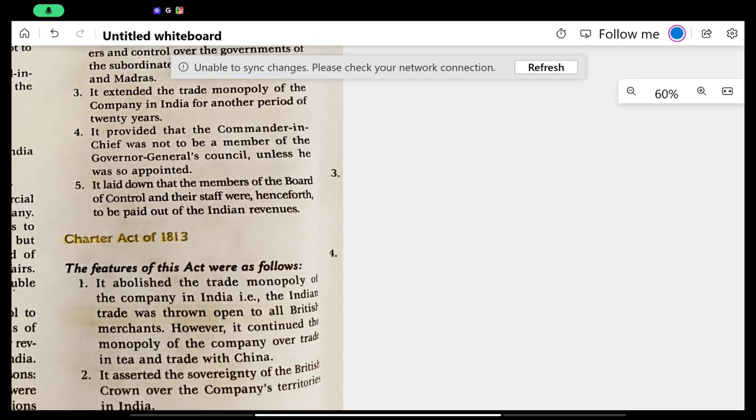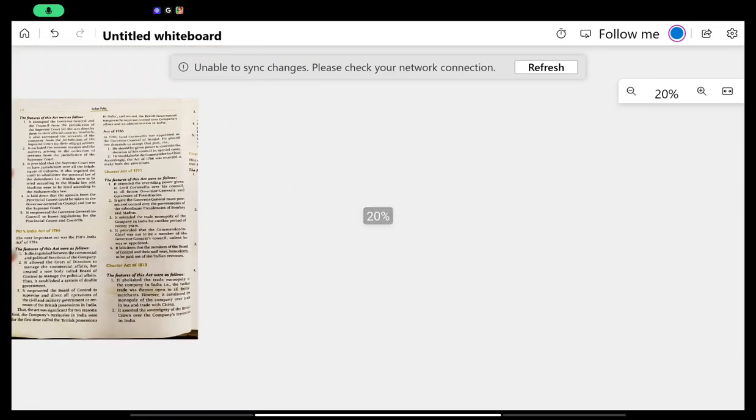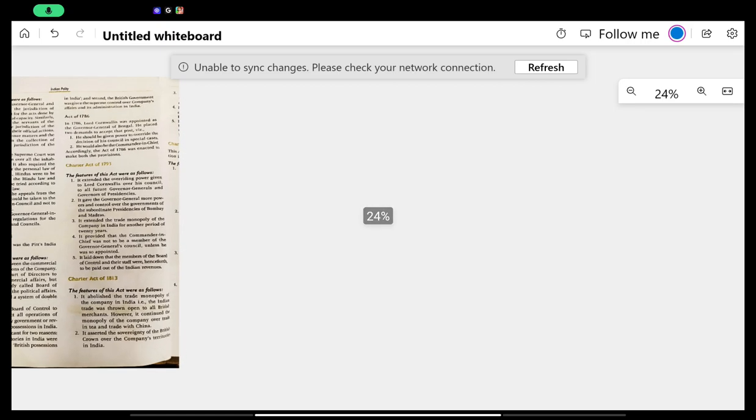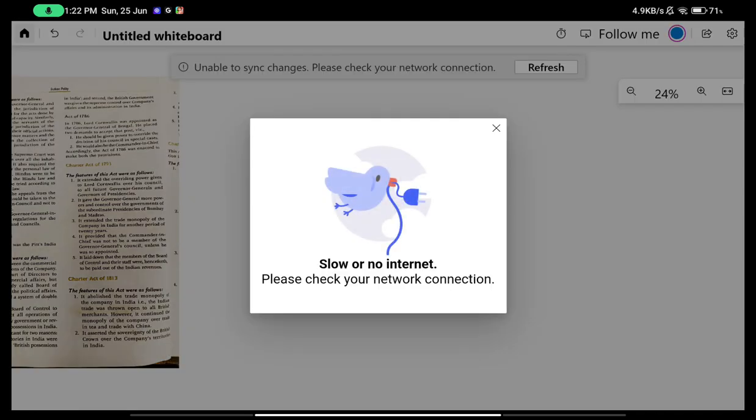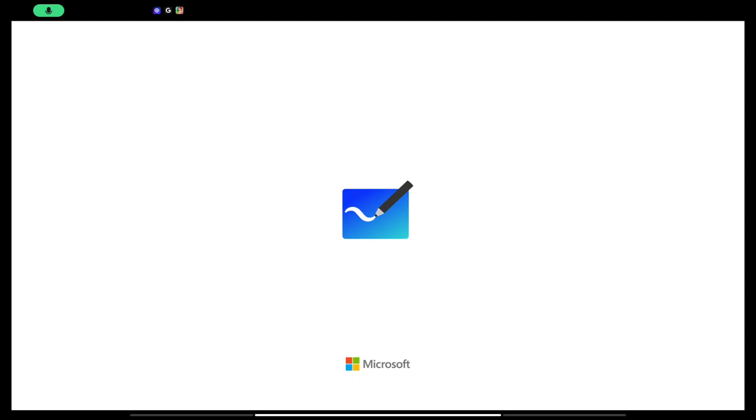Now moving on, so this covers your Charter Act of 1830. Let me add it again. Oh, where did it go? My god, where is it? Sorry, I think I need to refresh it, but I'll just read it from here.